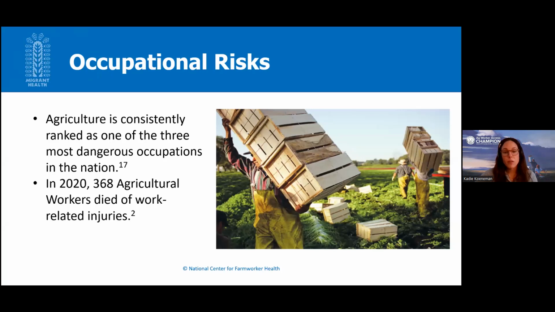Immigrant workers are often vulnerable to labor trafficking, where an employer may control the movement of their workers through threats, physical abuse, debt bondage, or other means. Agriculture had the second highest number of reported labor trafficking cases in the US in 2015. Agricultural work is consistently ranked as one of the top 3 most dangerous jobs in our country. And in 2020, about 368 agricultural workers died of work-related injuries.